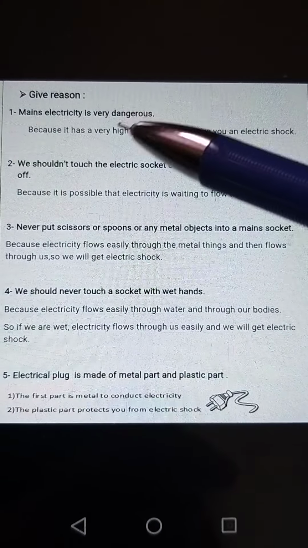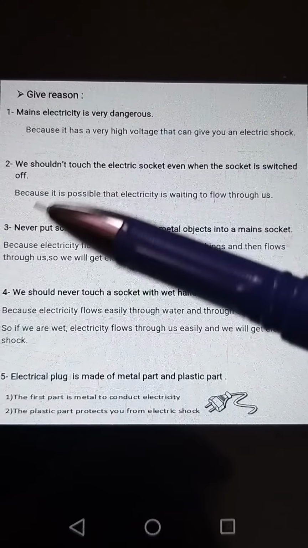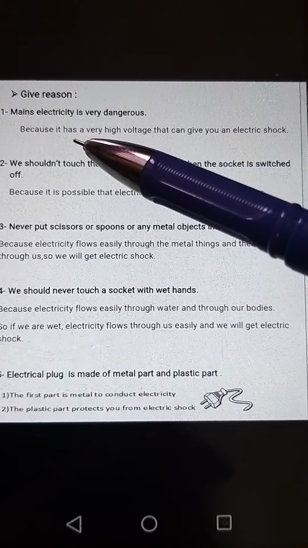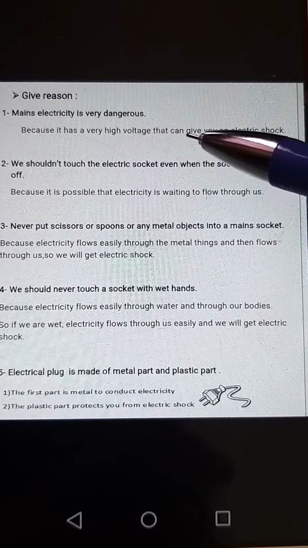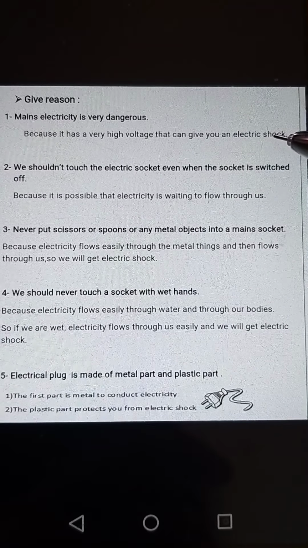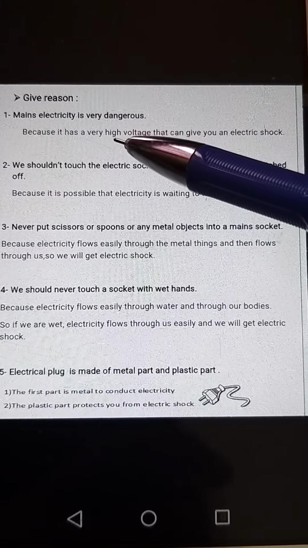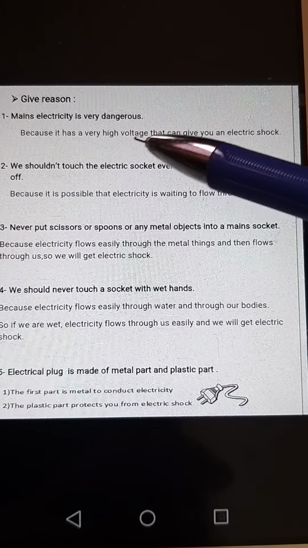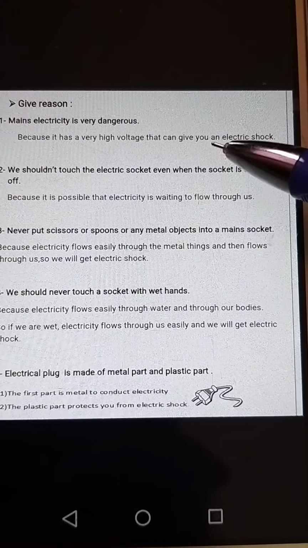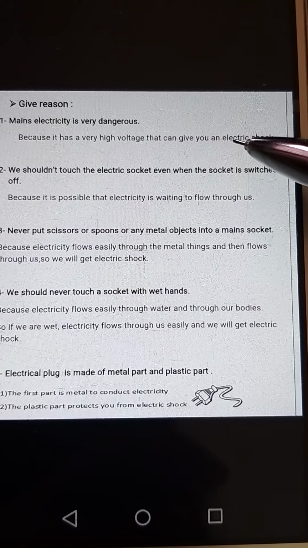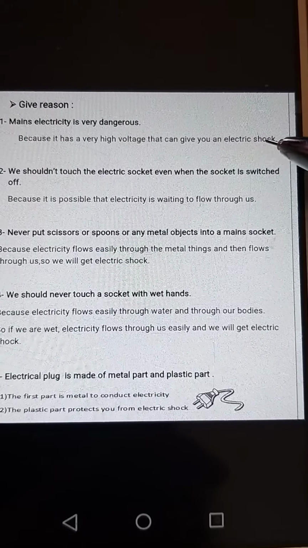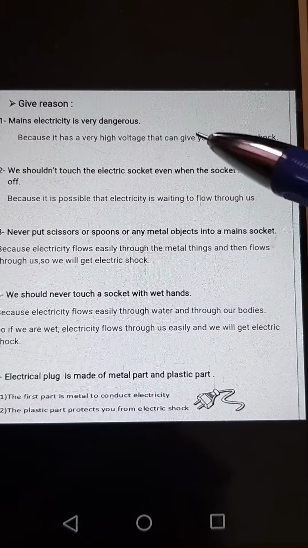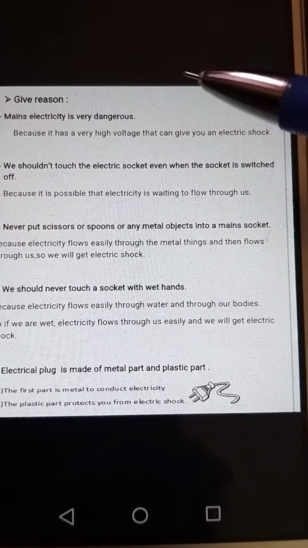Okay, concentrate with me in these questions. Give reason. Number 1. Why is mains electricity very dangerous? Because it has a very high voltage that can give you an electric shock. It is very dangerous because what? It has very high voltage. You remember? Between 220 and 240 volt. So it can give us an electric shock. You remember electric shock? The electricity flows or moves through your body, and then you get electric shock, and then maybe the electricity kills the human.